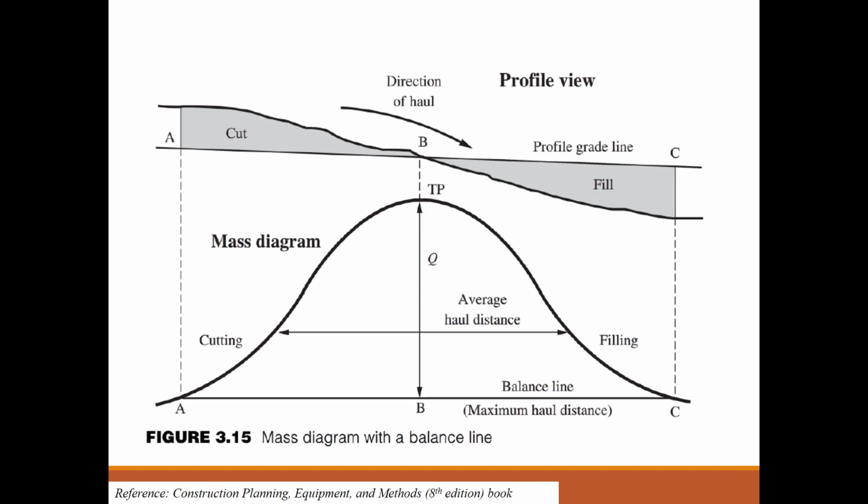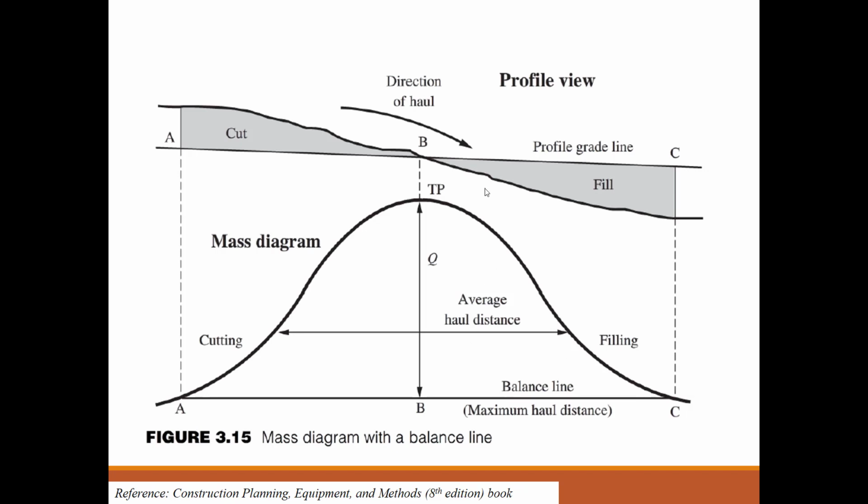Let's look a little bit more into it. If we want to get it in a faster way, what we would do is think about the direction of the haul, first of all, which is from this section A to B, moving to B to C. So you're cutting in AB and then you're filling in BC. If you look at the mass diagram at the bottom, there are two main things that we're interested in. One is going to be my average haul distance, and the other one is going to be my Q.